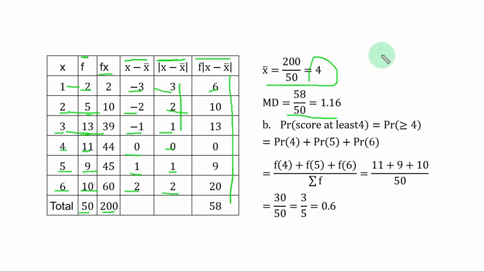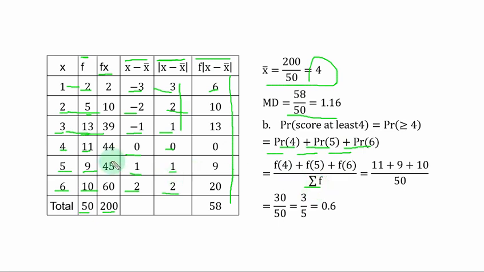A score is at least 4 means greater than or equal to 4. That is 4 and above. So you look at probability of 4 plus probability that the score is 5 plus that the score is 6. This problem is experimental problem, so we are interested in the frequency of the score, not the score per se. So this is frequency of 4 plus frequency of 5 plus frequency of 6 over sum of frequency.